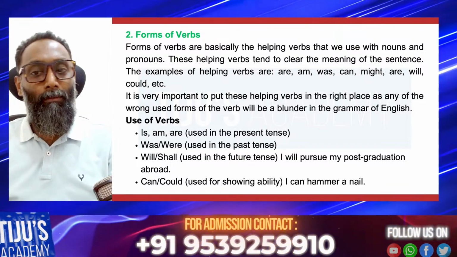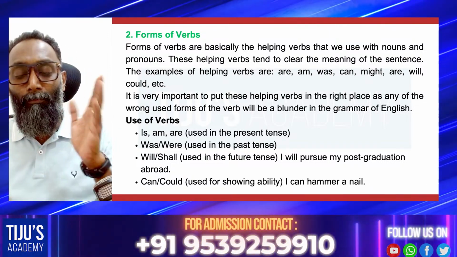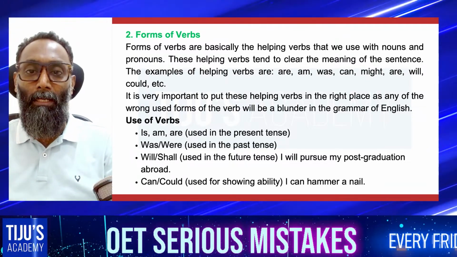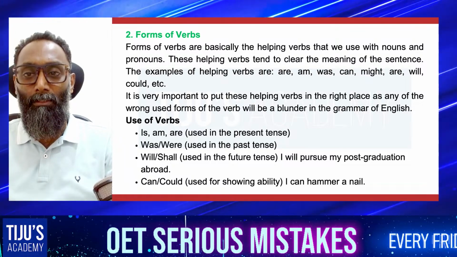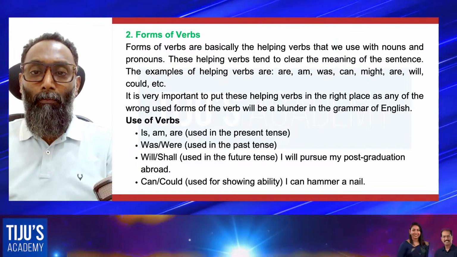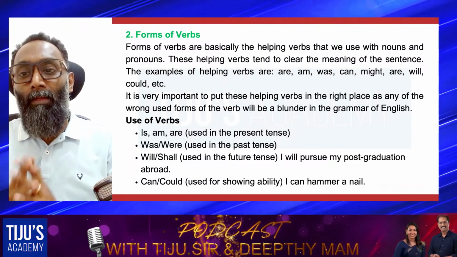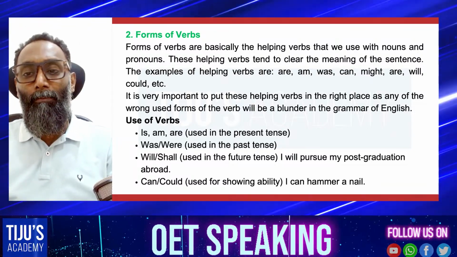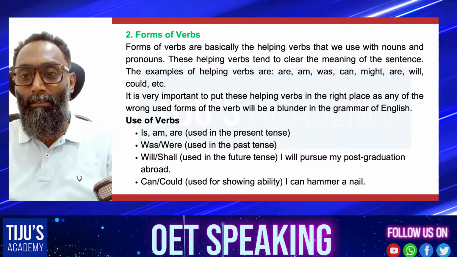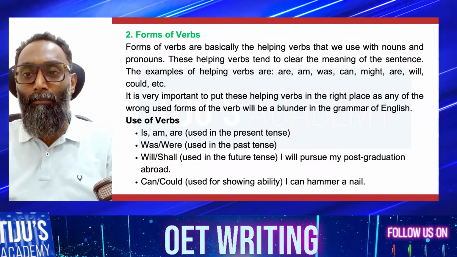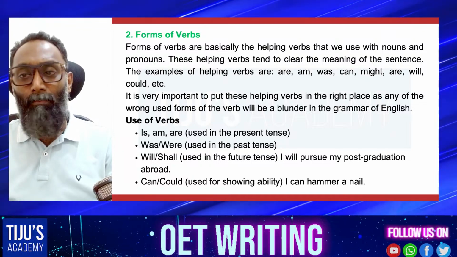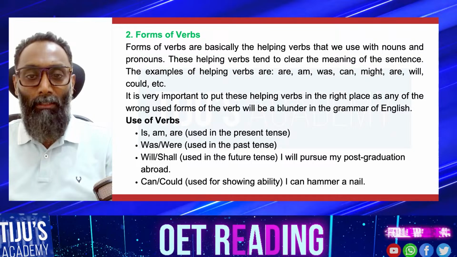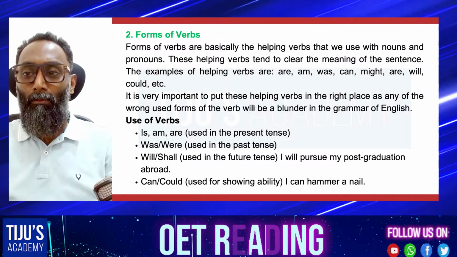Forms of verbs. Verbs ellarku ariya. So verbs, the first was tenses, the second are the forms of verbs. Verbs ilana tetti povunu, the common grammatical mistakes or errors that happen. So forms of verbs are basically the helping verbs that we use with nouns and pronouns. These helping verbs tend to clear the meaning of the sentence. The examples of helping verbs are am, was, can, might, will, could, and it goes on. There are many others, so I've just included a few.